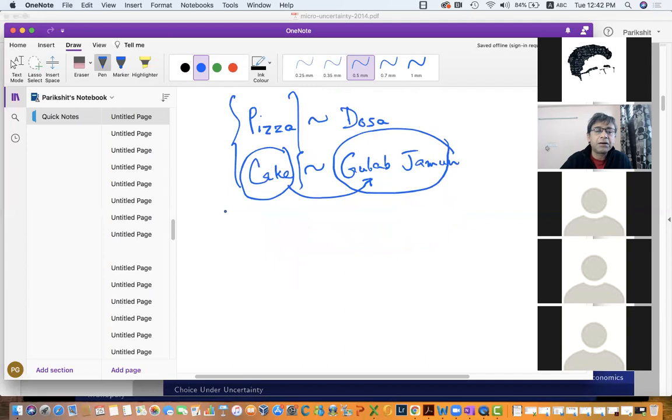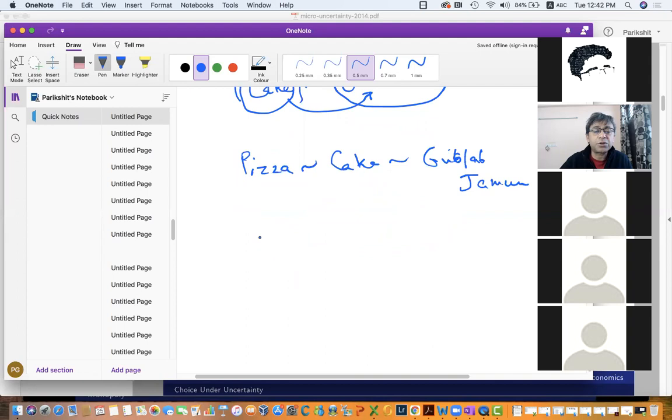Or take another example. Suppose you're indifferent between pizza and cake and gulab jamun. Now, if the independence axiom were true, then that means that a combo meal of pizza and cake would be just as good as a combo meal of cake and gulab jamun. Right. But will that be true? Probably not. Perhaps with this combo, both are sweet items. So that's overkill. So if you could choose a single item only, then you could have this indifference.